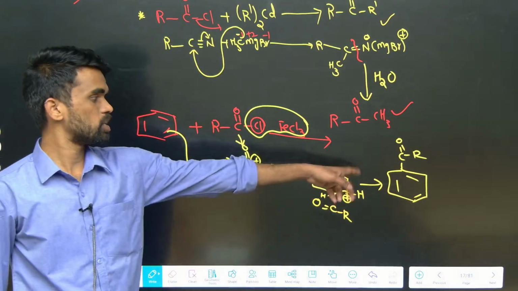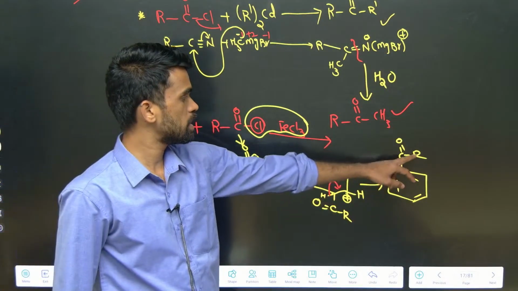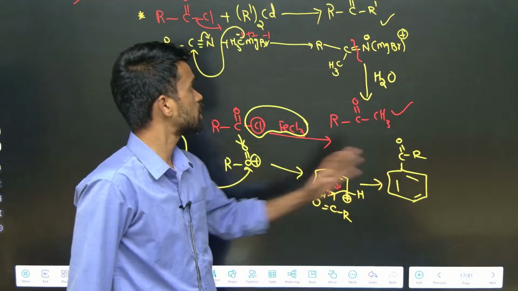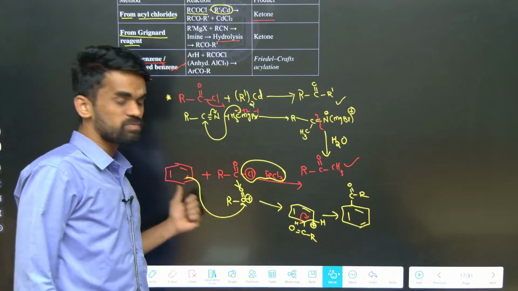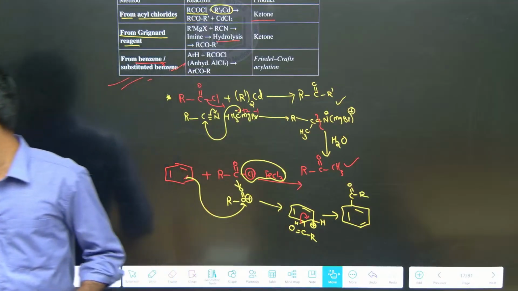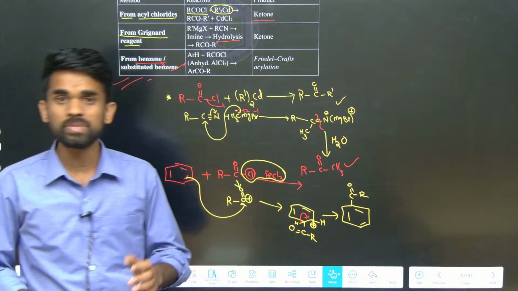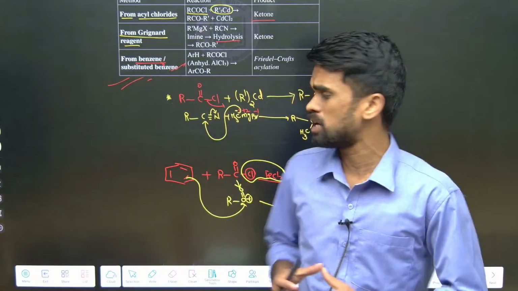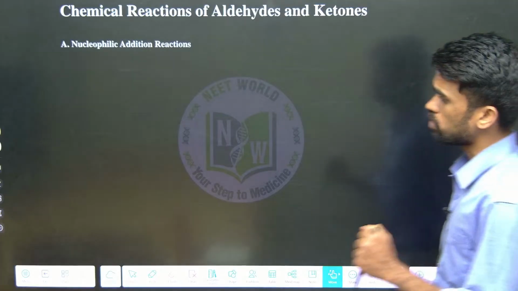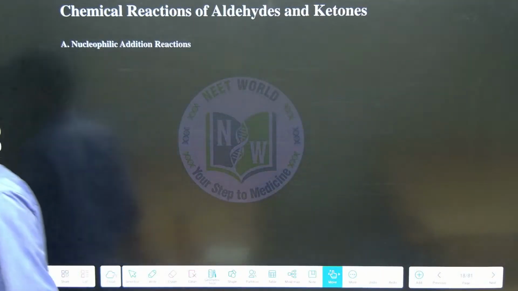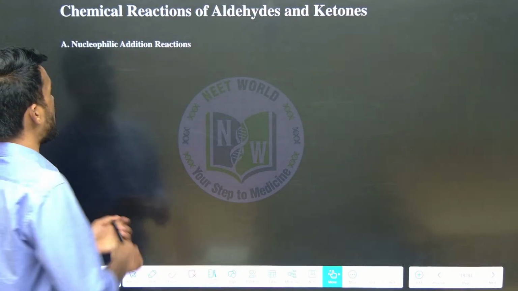After deprotonation we got an alkyl group, an aryl group, and C double bond O. So it's a ketone. This is how we can prepare it. So what is the name of this last reaction? Friedel-Crafts acylation is the name of this last reaction. Now we have to discuss nucleophilic addition reactions.